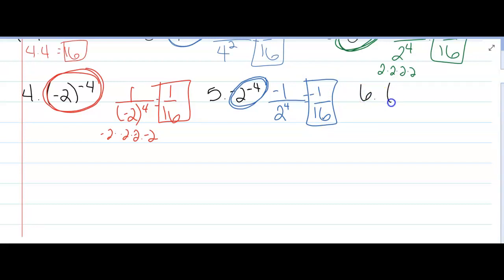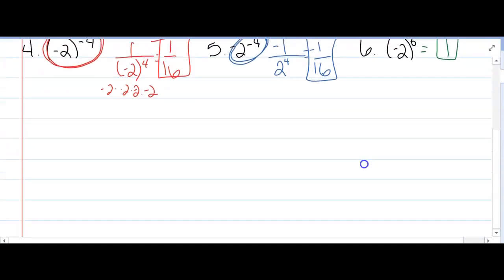And then number 6, what if I have in parentheses negative 2 to the 0 power? Now, if you remember, I said anything to the 0 power, these are the easiest ones ever because anything to the 0 power is 1. Now you do need to pay attention and make sure the negative is inside the parentheses, so it is going to be a positive 1 because anything to the 0 power is just 1.